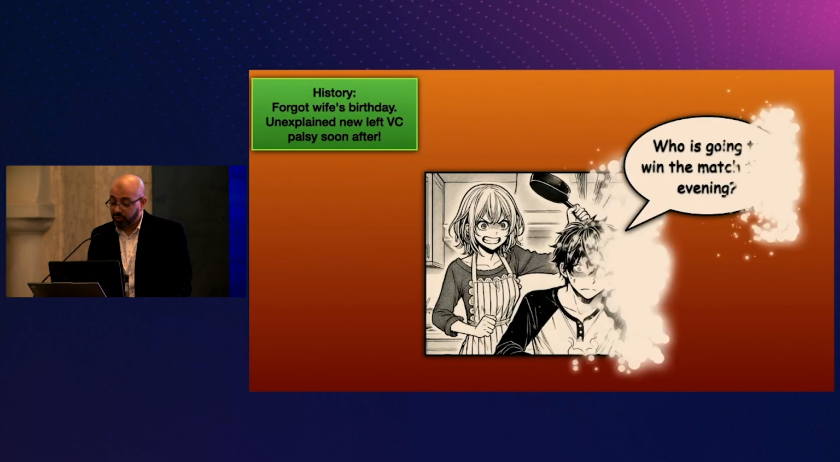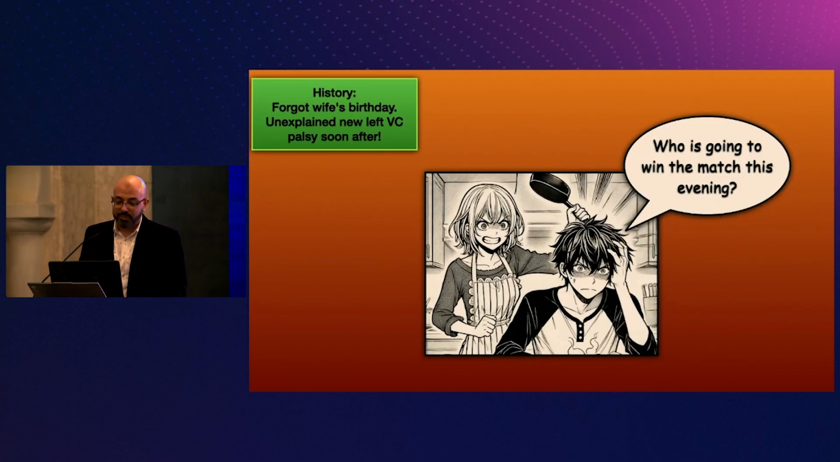This is an interesting case. Forgot wife's birthday, unexplained new left vocal cord palsy soon after. Well, some mistakes in life can lead to serious consequences and leave deep scars. I'm not talking about emotional scars here, I'm talking about physical scars. So I'm just talking to my fellow men, don't learn the lesson the hard way.